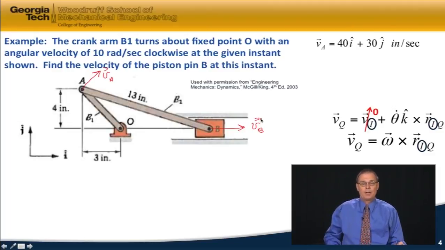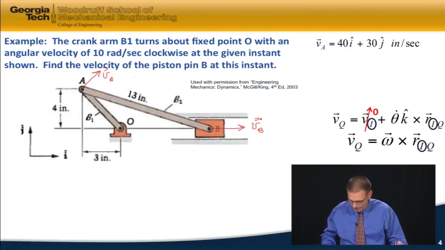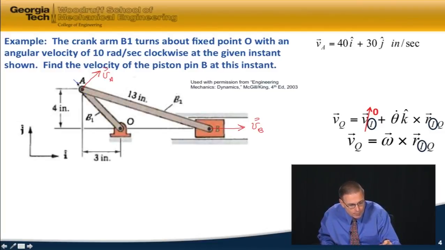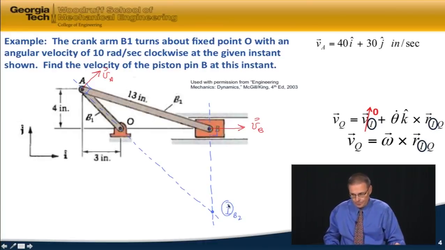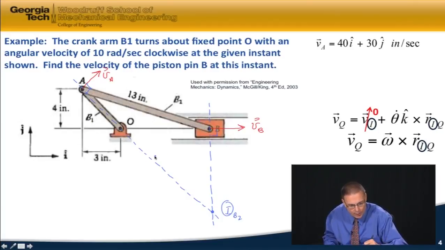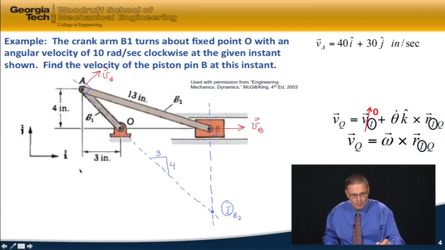I can now drop perpendiculars from both of those velocity vectors, look where they intersect, and that will be my IC. So if I drop a perpendicular from this velocity vector and a perpendicular from this velocity vector, this is perpendicular, this is perpendicular. Where they cross will be the IC for body B2. And we know that this is on a 4-on-3 slope, from our dimensions here.